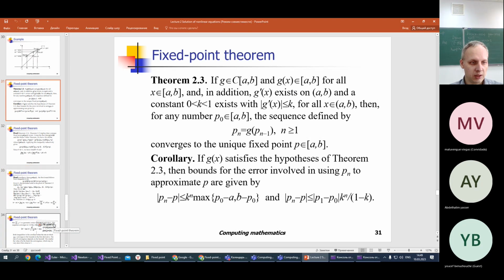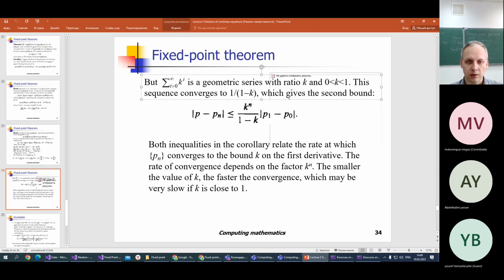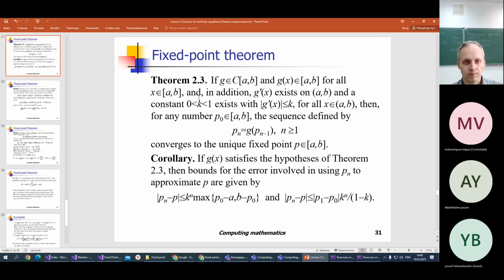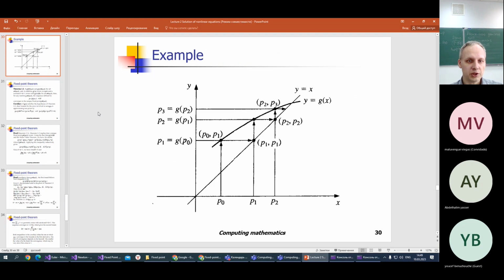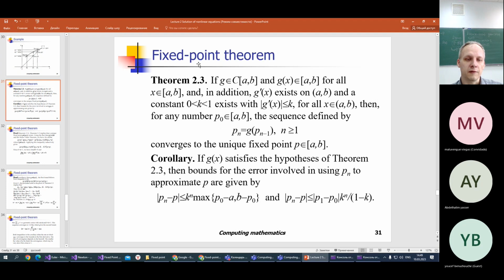And now, at the finish of this lesson, let me show you some theoretical properties of the method. These theoretical properties are formulated in the form of the following theorem and corollary. I show you these statements without proof, just a formulation of these statements.